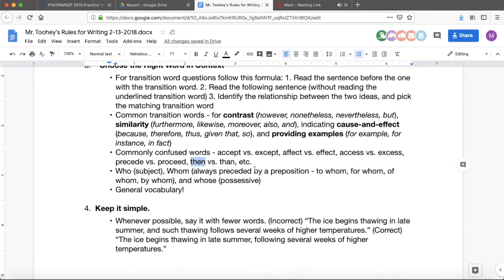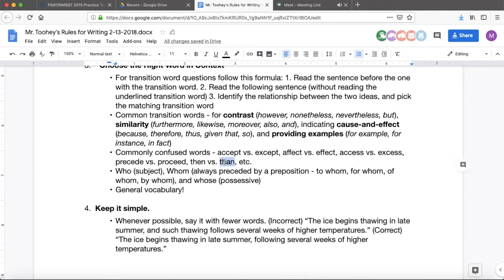Then with an E. Can somebody use that in a sentence? Then he went to the store. Yes, right. And this is what we're talking about, sequence. And I actually use that: sequence has the first vowel as an E. So we're talking about sequence, the order things happen in. Then we need then with an E.